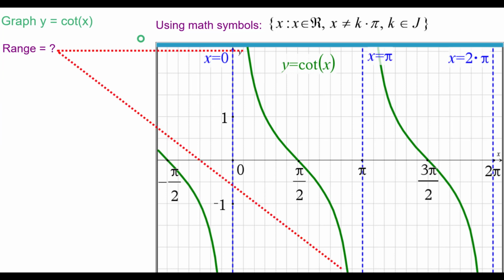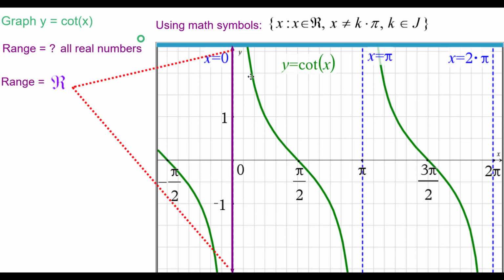The range, well, it looks like it's going on infinitely in both directions, positively and negatively. So it seems to be all real numbers. You can see it's going on infinitely, all the values there. So we usually write that with a script R. The range is all real numbers, and this is the symbol that we use.